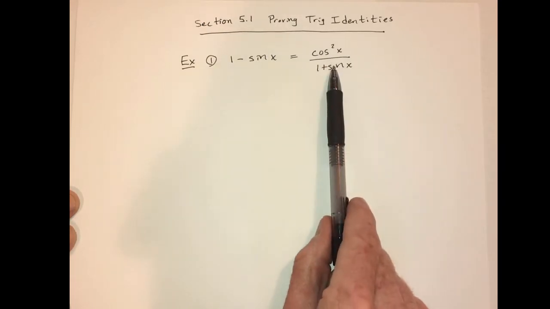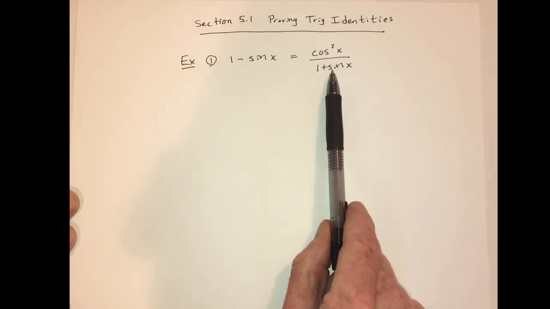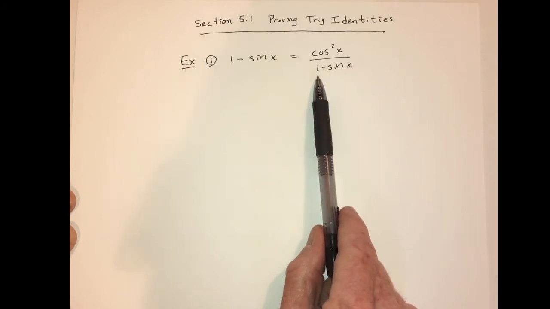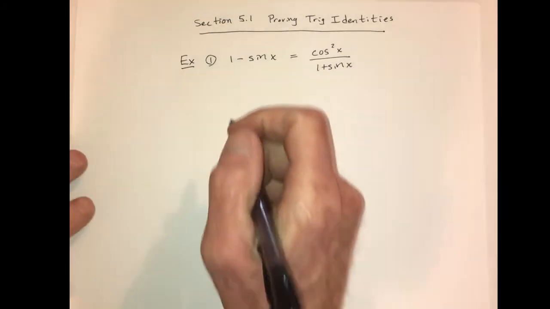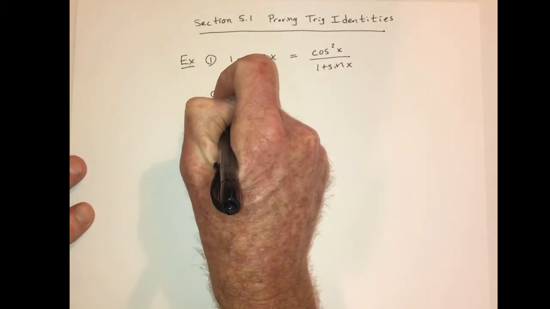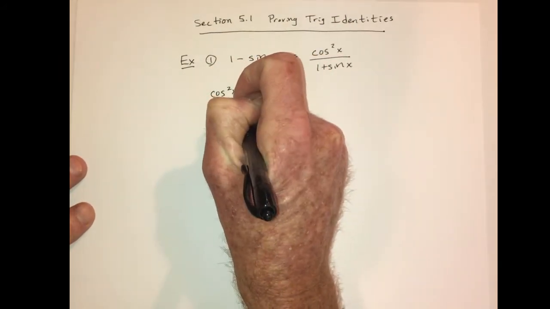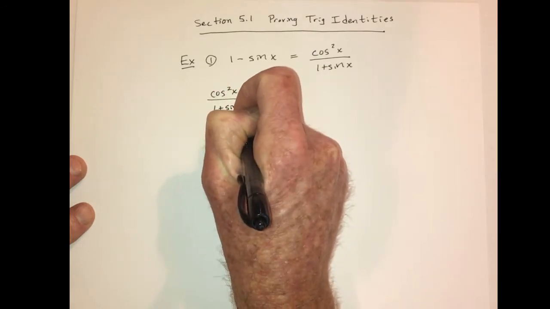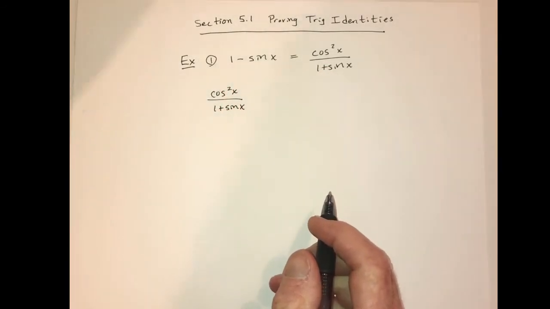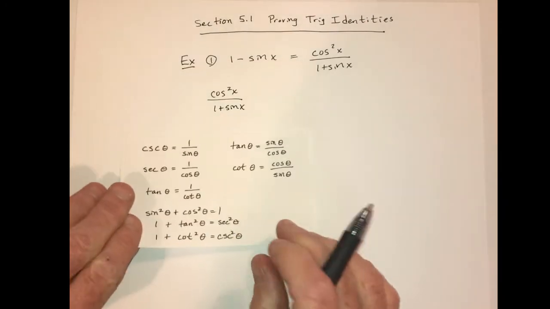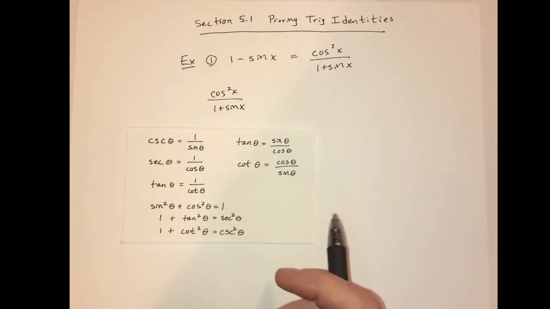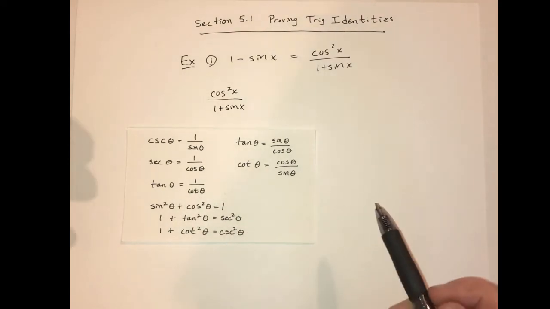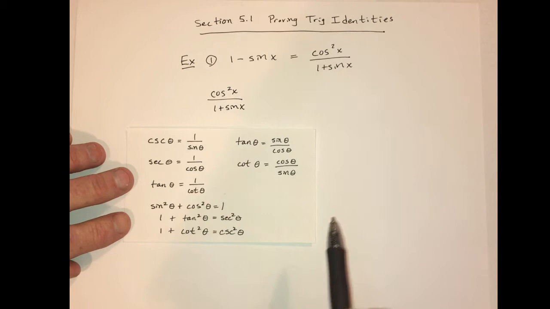So let's get started. Like I say, it's best to start with the side that's got more stuff in it and then reduce that down. So we'll start with the left side. So that's going to be cosine squared of x divided by 1 plus sine of x. And then it's usually a combination of one step you use a trig identity, then algebra, trig identity, algebra. So it's a combination of those.